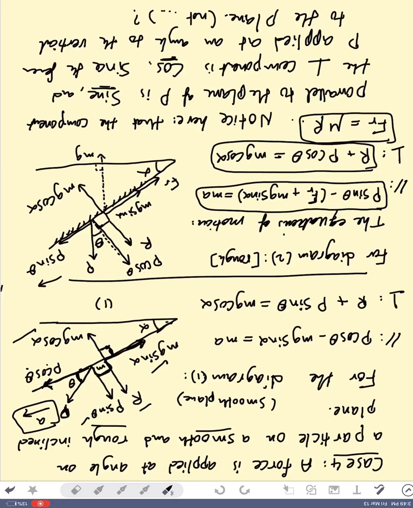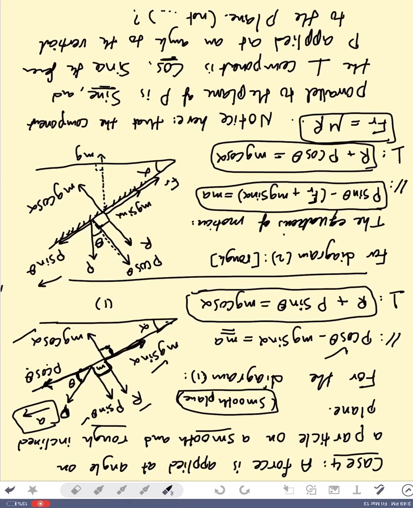So the main force is P cosine alpha minus mg sine alpha. We are still here in the smooth plane. In this case, on the smooth plane, this is equal to ma. Look here now, this equation is different, my dear students, from before.